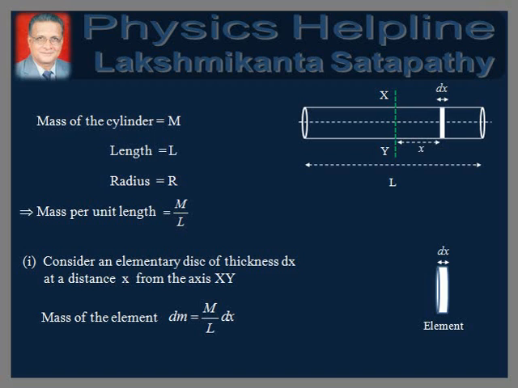Therefore, mass of the element is equal to mass per unit length multiplied by thickness of the disc. Therefore, we have dm is equal to m by L into dx. It can be easily understood that the axis is parallel to the plane of the disc. Hence, there is a diameter of the disc which is parallel to the given axis xy.